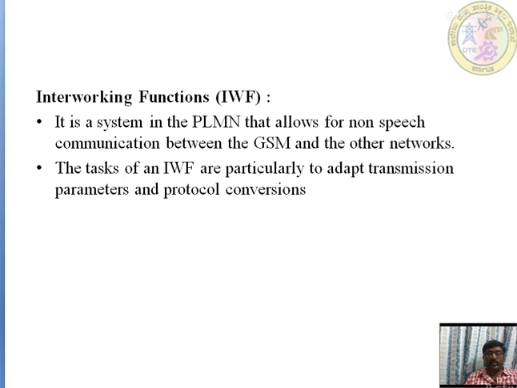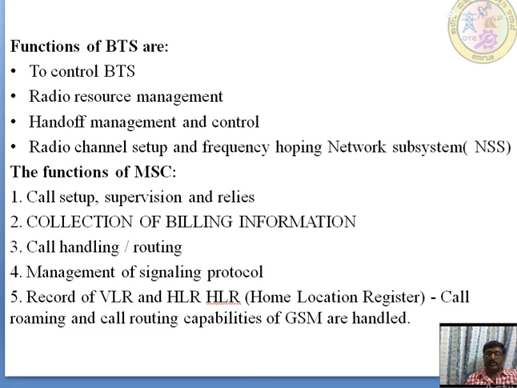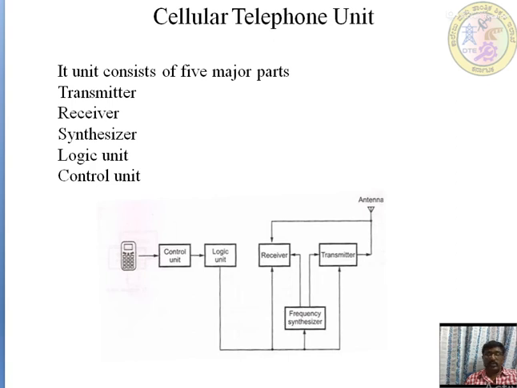Interworking functions, IWF. It is a system in the PLMN that allows for non-speech communication between GSM and other networks. The task of an IWF is to handle particular transmission parameters and protocol conversion. Functions of BSC are to control the BTS, radio resource management, handoff management, radio channel setup and frequency hopping. Network subsystem. The functions of MSC are call setup, supervision and release, collection of billing information, call handling or routing, management of signal protocol, records of VLR and HLR, that is home location register, and call roaming and call routing capable GSM are handled.